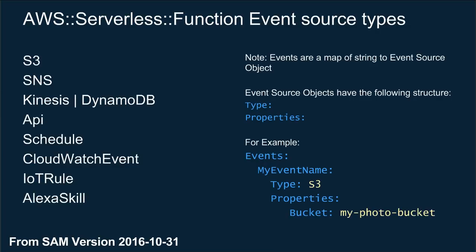When we go down to the events block, you actually have a number of different events that are built in directly into SAM. So today we have support for events from S3, from SNS, stream-based events from Kinesis or DynamoDB, API Gateway-based events, CloudWatch scheduled events, CloudWatch events, IoT rules, and Alexa skills.